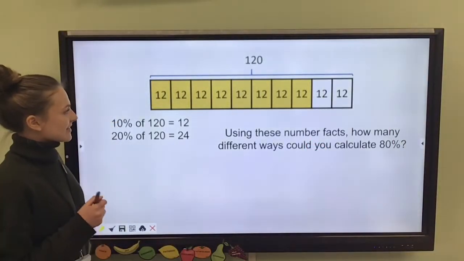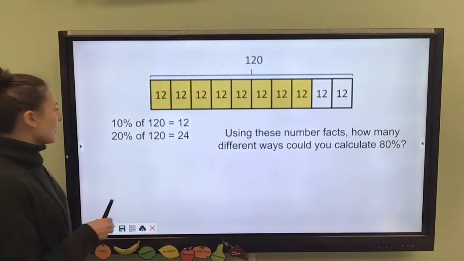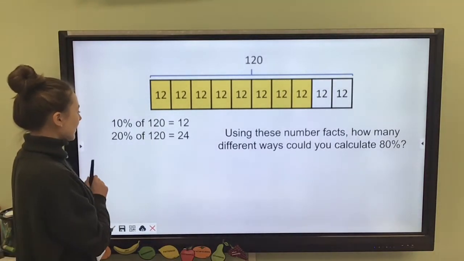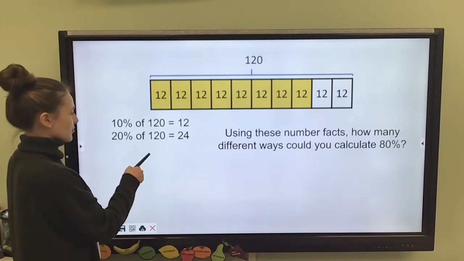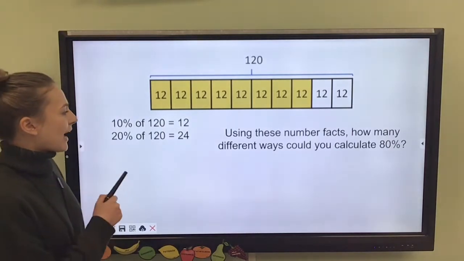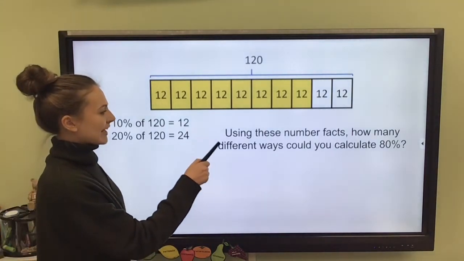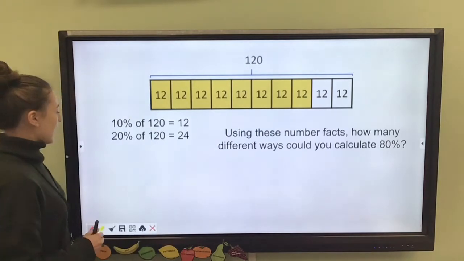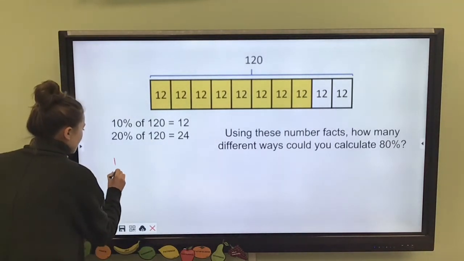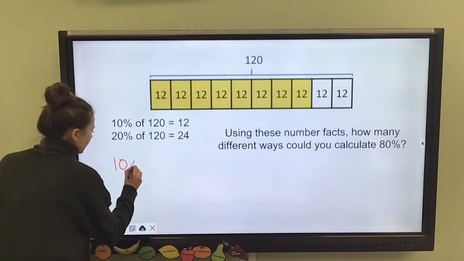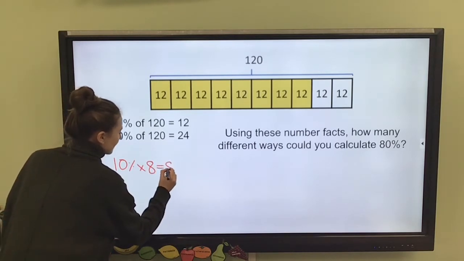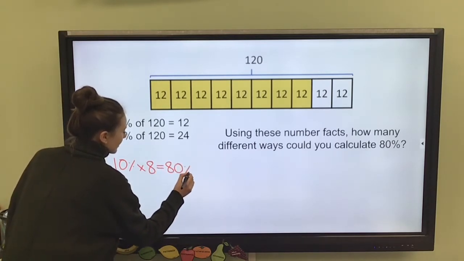So from our previous slide, I already know that 10% of 120 is 12, and I also know that 20% of 120 is 24. So using those number facts, how many different ways could you calculate 80%? Okay, so to start off with, let's think about the 10%. So we could do 10% multiplied by 8 to give us 80%. So let's try that, shall we?